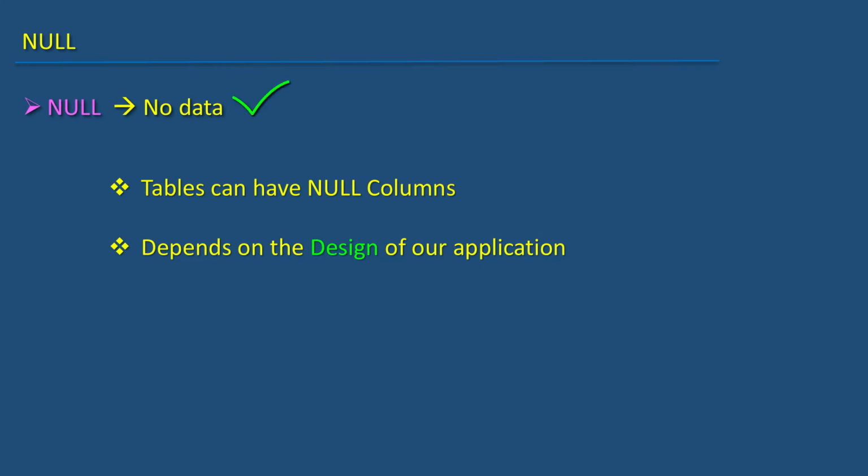It is possible to have no data at certain places. They are represented by null values. Null means no data. Tables can have null columns. It depends on the design of our application. Let us look at some examples.